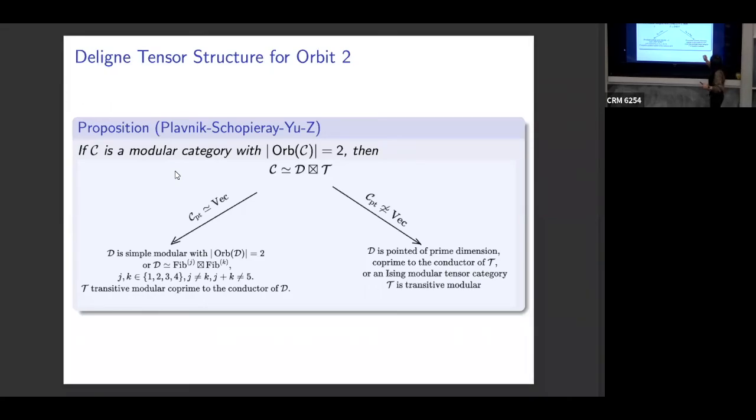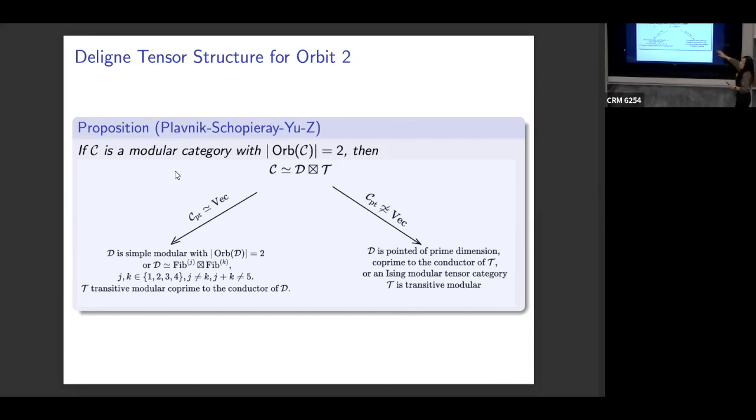Okay, so we consider two separate cases. The first one is the pointed part is trivial, and the second one is non-trivial. Here T represents the transitive modular tensor category with certain restrictions. And when the pointed part is trivial, this modular tensor category D is either a simple modular tensor category with orbit 2, or is a Deligne tensor product of some Fibonacci categories. Also, we need to be careful when we put them together. We need to have some restriction on their conductor, which is the order of the T matrix.